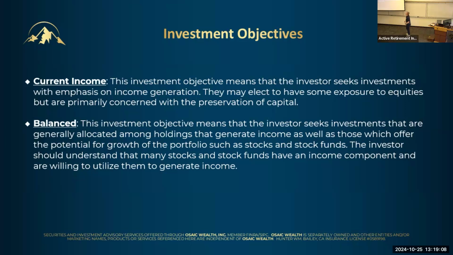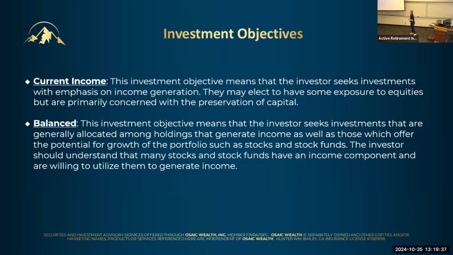So this investment objective means that the investor seeks investments that are generally allocated among holdings that generate income, as well as those which offer the potential for growth of the portfolio, such as stocks and stock funds. The investor should understand that many stocks and stock funds have an income component and are willing to utilize them to generate income. So again, it's just kind of saying, use everything for me, just a blend of all of it. Let's get the best of everything. Let's generate plenty of income, but also give me plenty of growth.